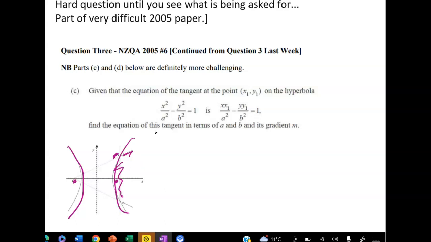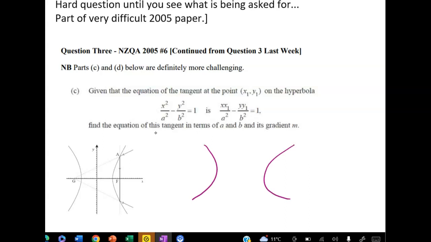Given that the equation of the tangent at a point x1, y1 on the hyperbola is this, we have to find the equation of this tangent in terms of a and b and its gradient m. Okay, so let's just look again with a bad drawing.